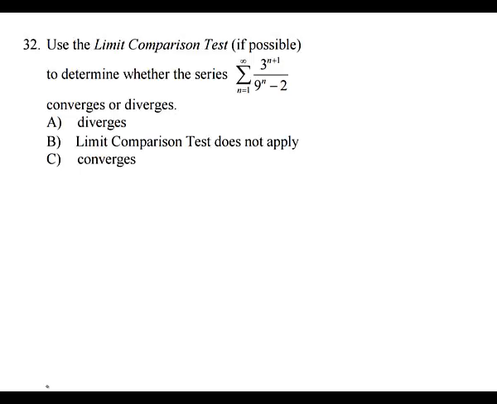Wait, what's the absolutely in... That's the alternating series. Okay. Alright, let's look at 32. We have to do a limit comparison test on it.